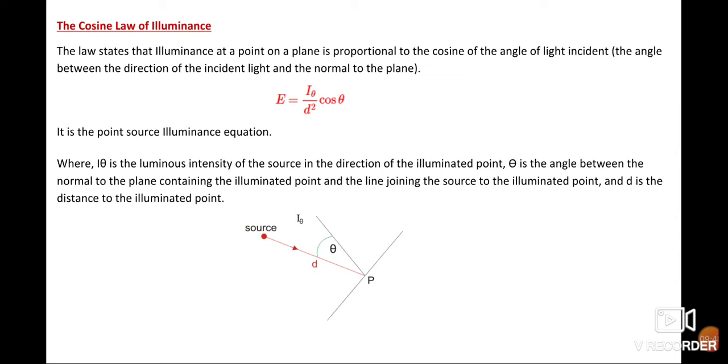It is the point source illuminance equation, where I theta is the luminous intensity of the source in the direction of the illuminated point. Theta is the angle between the normal to the plane containing the illuminated point and the line joining the source to the illuminated point, and d is the distance to the illuminated point. So in the diagram we can see the distance between the source and the plane P is denoted by small d, and the angle between them is given by theta.